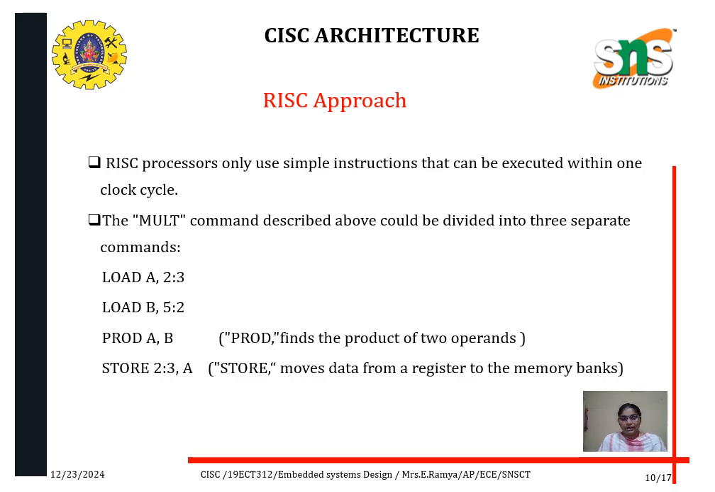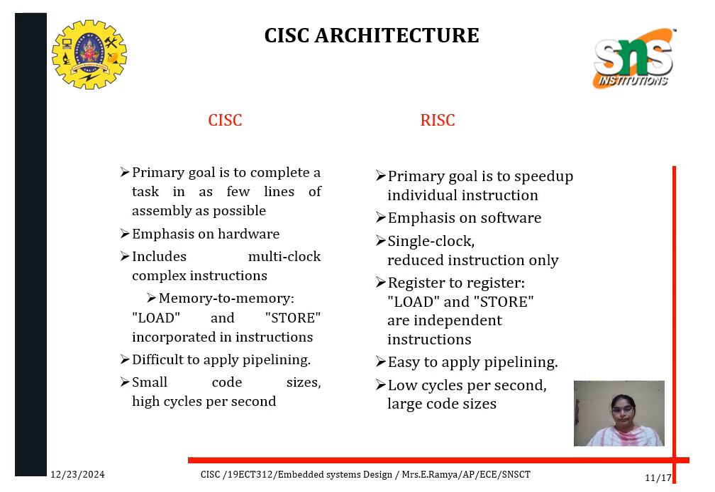How is it executed? A RISC processor only uses simple instructions that can be executed within one clock cycle. The multi-command described above could be divided into three separate commands: load A, load B, and so on. CISC's primary goal is to complete a task in as few lines of assembly as possible.